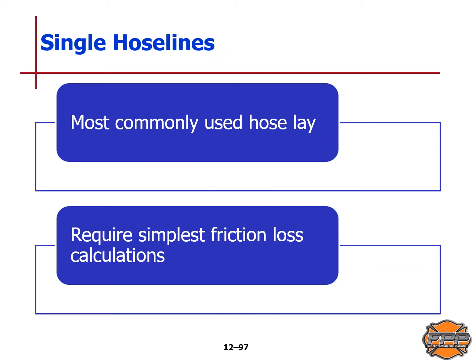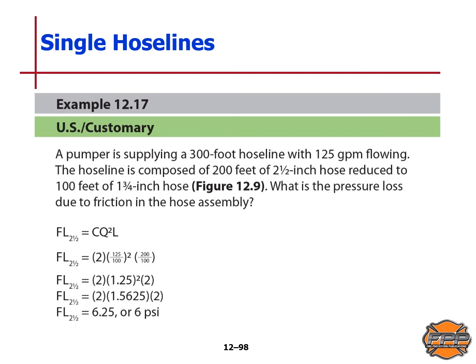Single hose lines are the most commonly used hose lay and require the simplest friction loss calculations. From example 12.7 in your text, a pumper is supplying a 300-foot hose line with 125 gallons per minute flowing. The hose line is composed of 200 feet of 2.5-inch hose reduced to 100 feet of 1 3/4-inch hose. This is in figure 12.9. What is the pressure loss due to friction in the hose assembly?